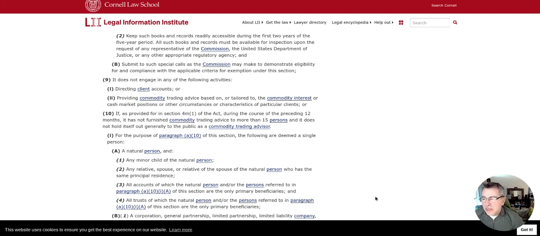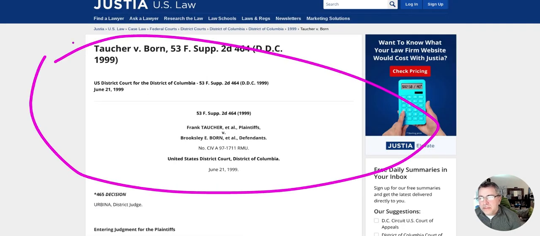So if you made somebody take a test and pay a fee and register just to say something, that's a prior restraint on free speech. So he won that. And he was an interesting guy, and he liked to sue the CFTC a lot. So he did win that case, which was Toucher versus Bourne.